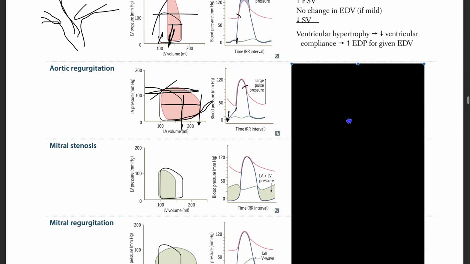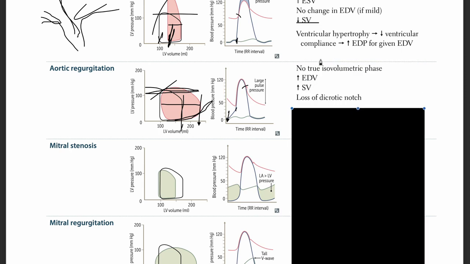Let's see if you got that right. No true isovolumetric phase, right? The volume keeps on adding even during the relaxation. There's an increase in end diastolic volume, we got that. Increase in stroke volume, we did that. And loss of dicrotic notch. So that little sustaining it doesn't do is the loss of dicrotic notch.